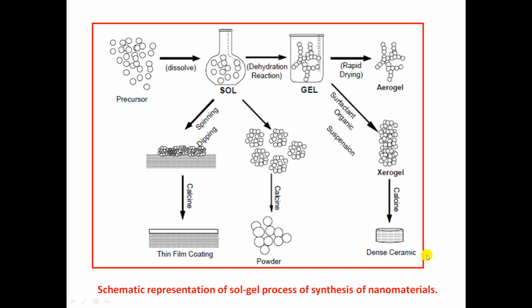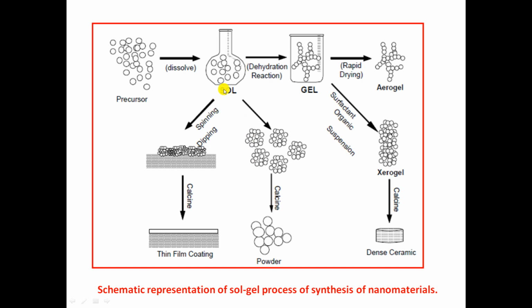Calcination means heating a solid to a high temperature for the purpose of removing volatile substances from the solid material. Here, by calcination we are going to remove the volatile substance from the aerogel in order to form the dense ceramic. Another route is when the sol is directly filtered, then we get particles. After calcination of these particles, we get nano powders.